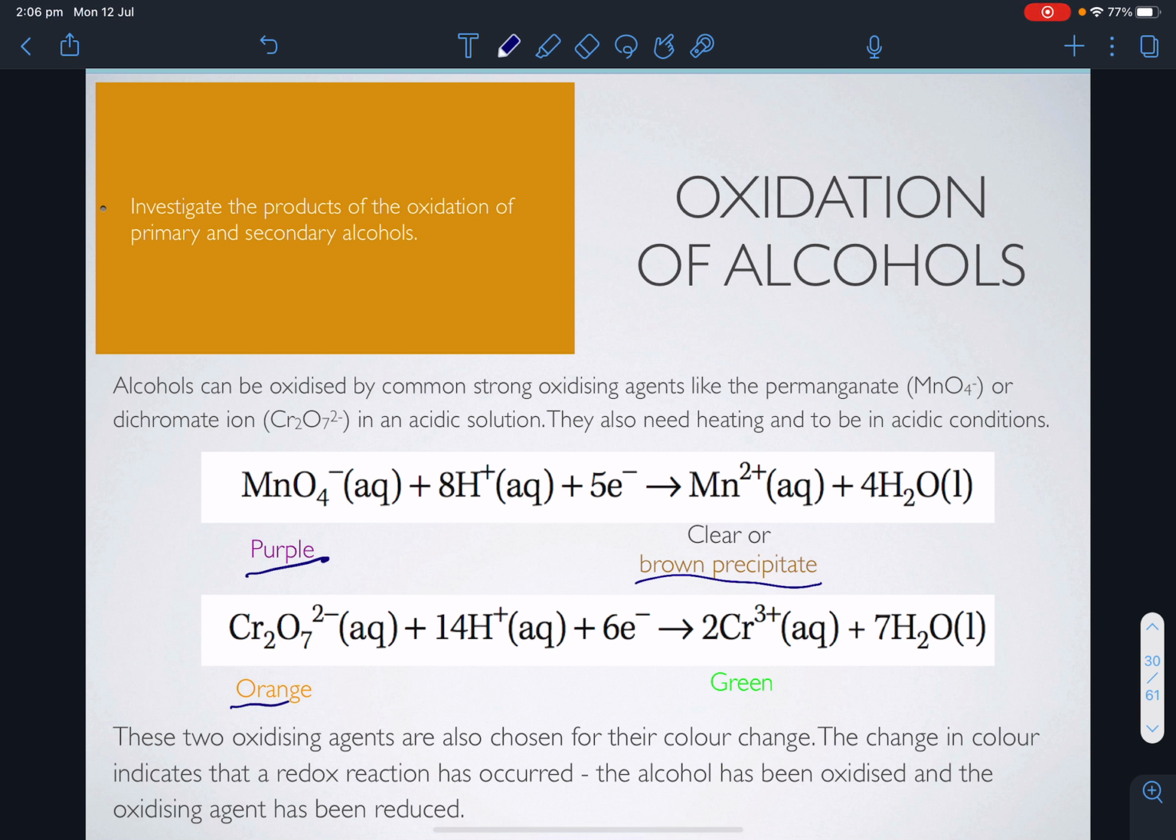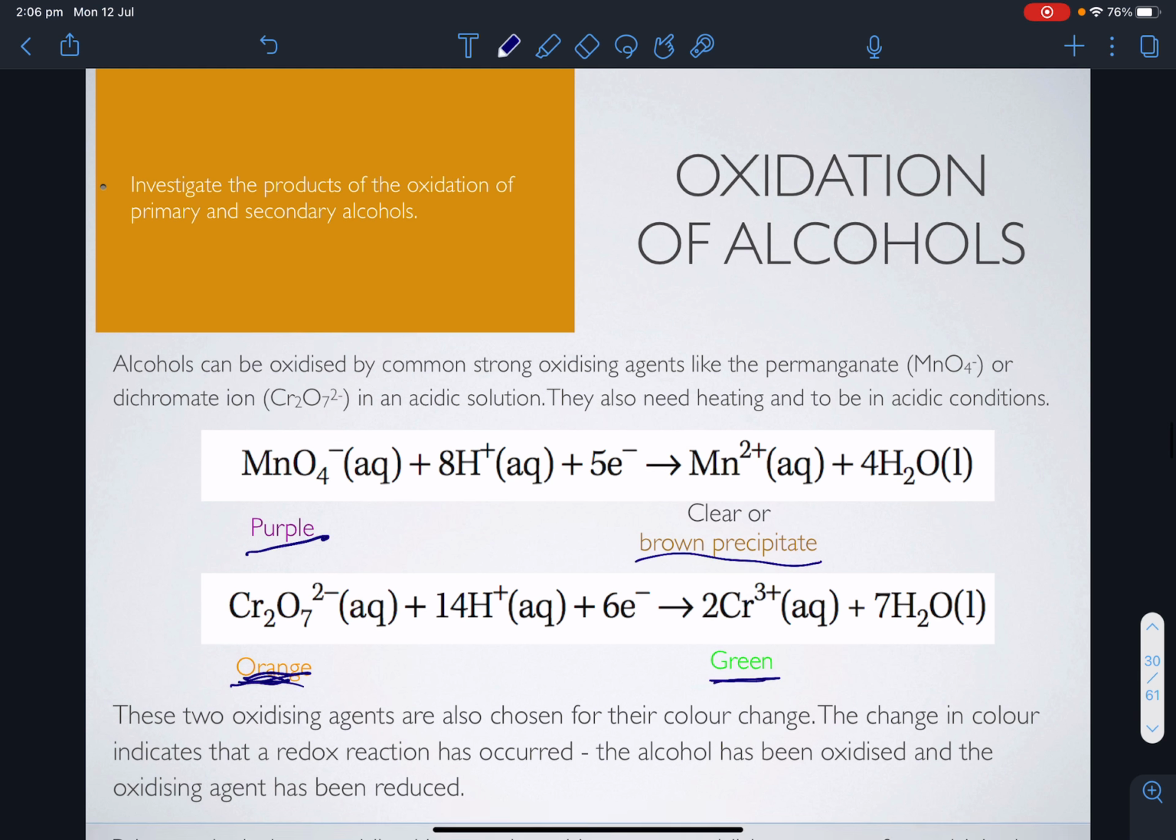With the dichromate one, it starts off a nice orange color, and it goes to a green color as just the chromium. So Cr2O7 2-, the dichromate, goes down to chromium, which is green. They're chosen for their color changes. So when we're using them for tests, we can see a color change, which is really good to say we've got this type of alcohol.